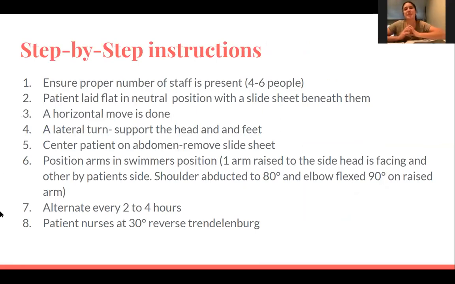So step-by-step instructions. So first, ensure you have the proper number of people. The patient is flat in neutral position with a side sheet beneath them. They do a horizontal move, and then they turn them laterally, then supporting the head and the feet. They center the patient on their abdomen and remove the side sheet. They position arms in a swimmer's position, and then yeah.